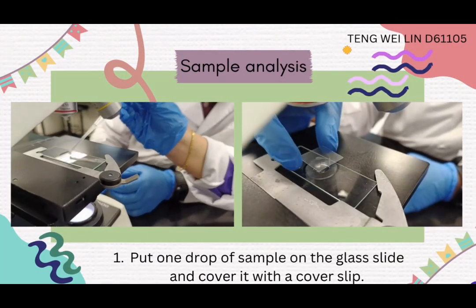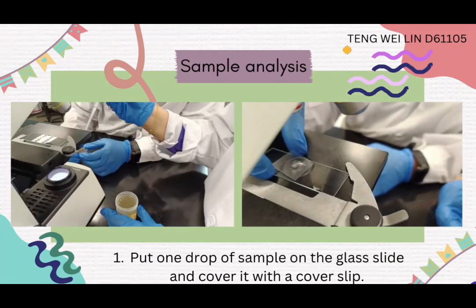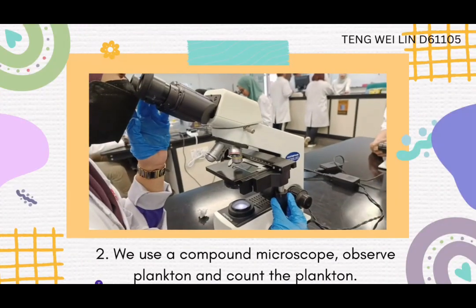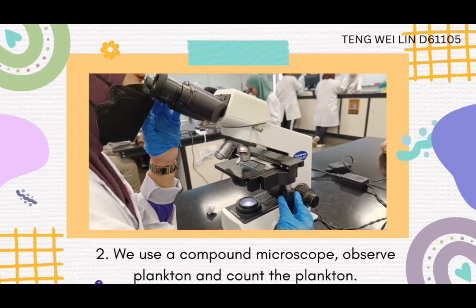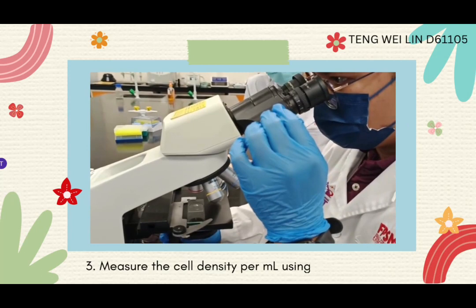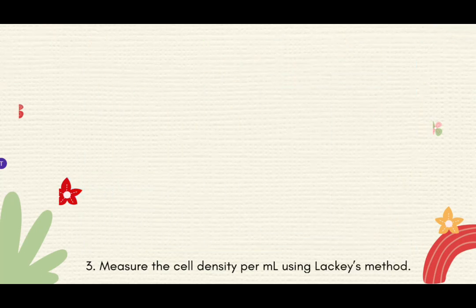Sample analysis. First, we put one drop of sample on the glass slide and cover it with a cover slip. Next, we use the compound microscope to observe and count the plankton. Third, measure the cell density per ml using the Lackey method.